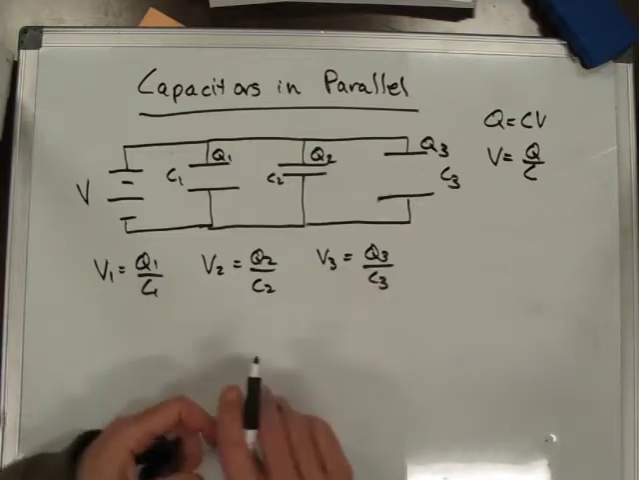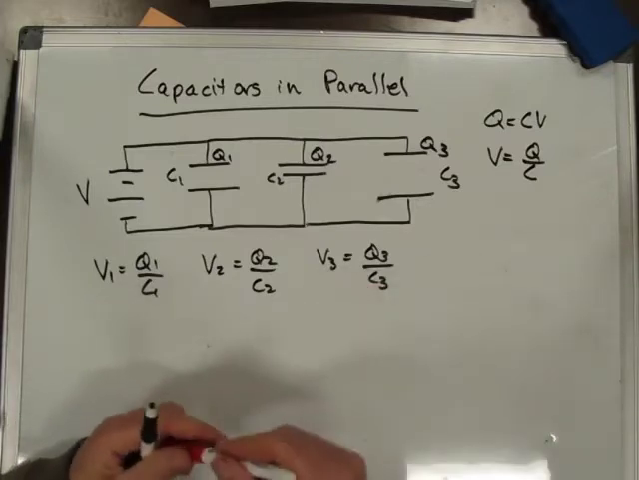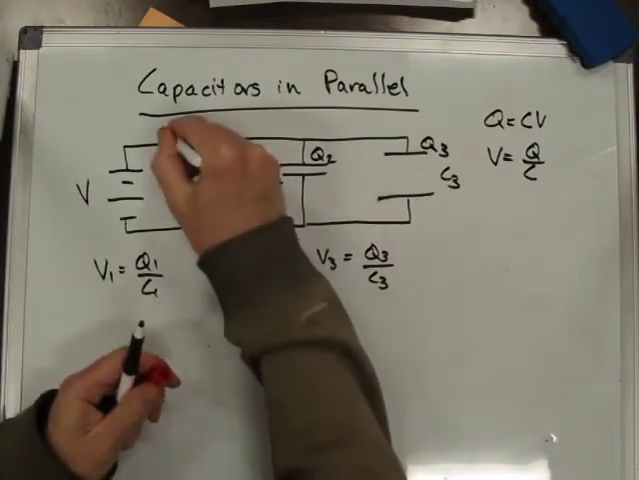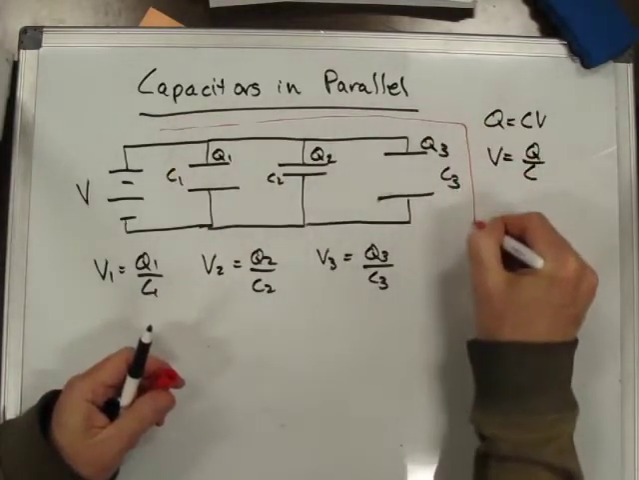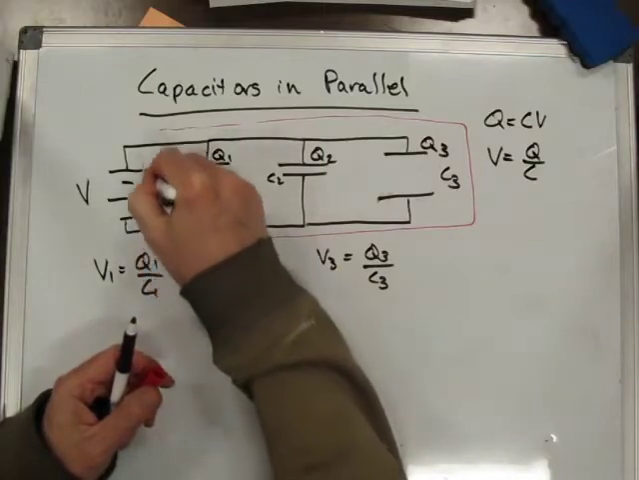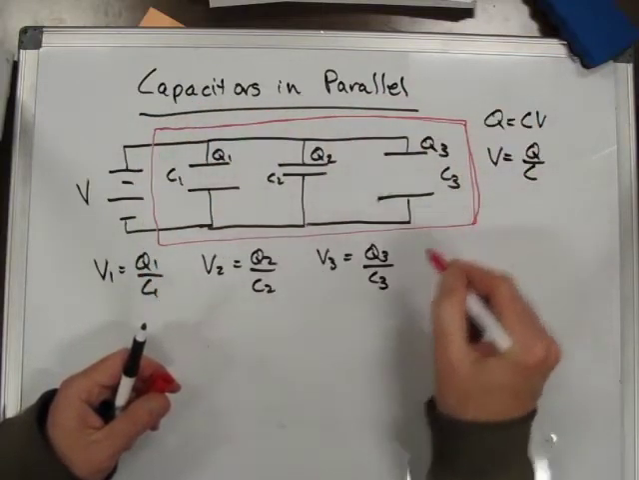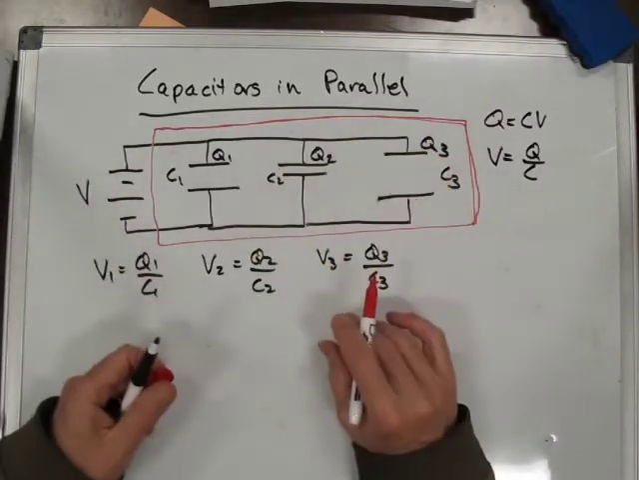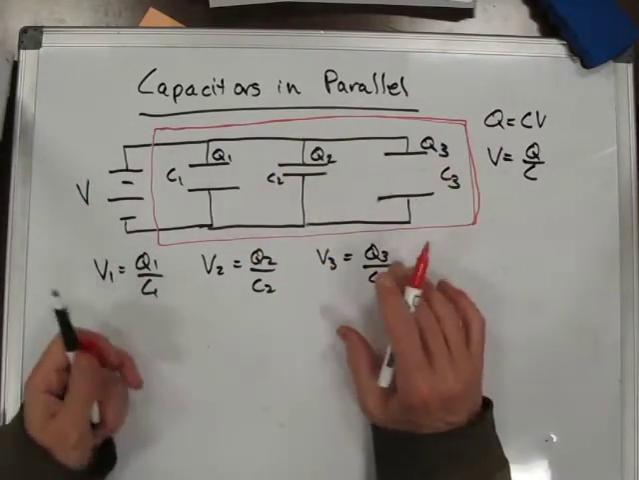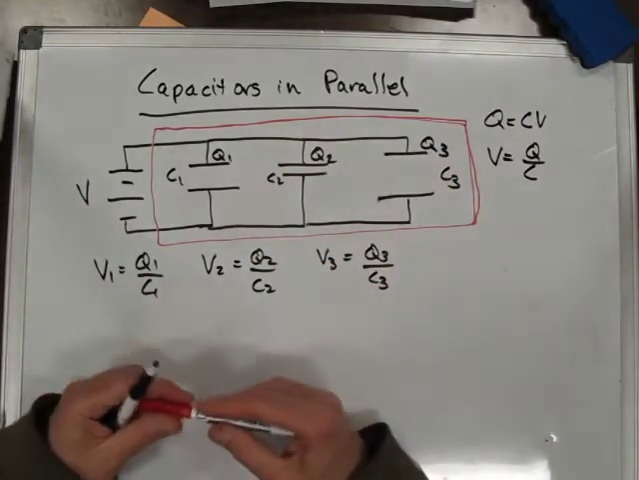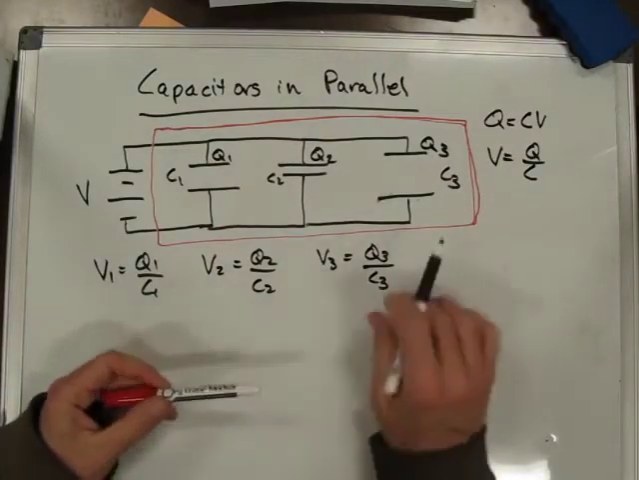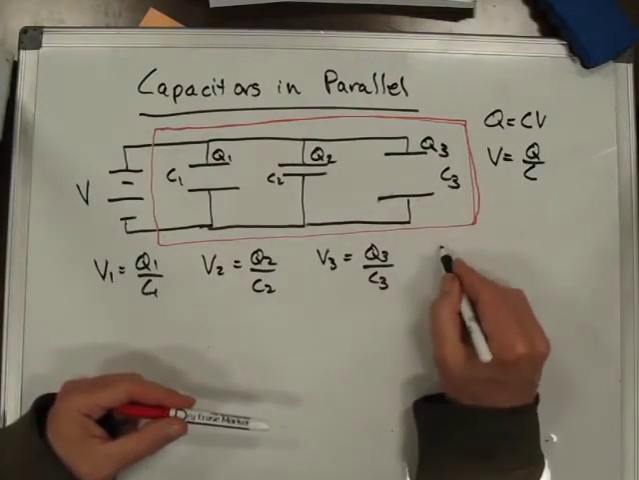Now suppose what I want to know is the capacitance of the whole thing. So imagine this thing was just a giant black box or red box, and I couldn't see in it, and all I know is it acts like a capacitor, a parallel plate capacitor of some kind. So I want to find the equivalent capacitance.